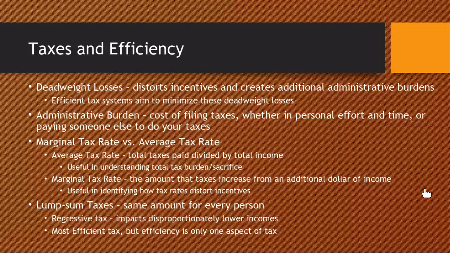Now, the administrative burden that we mention here is things like the cost of filing taxes, whether in personal effort and time, or paying someone else to do your taxes. So H&R Block, TD Ameritrade, these are groups that will do taxes for you, or TurboTax, but these are inefficiencies. You have to pay someone money to do something because the government has made it complicated.